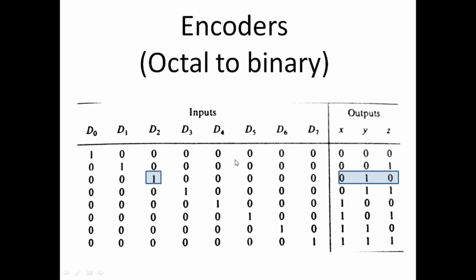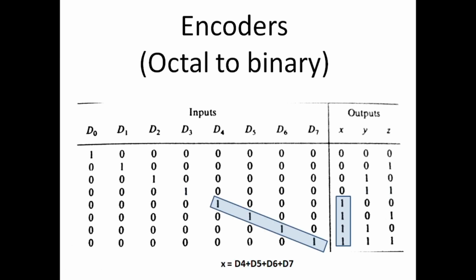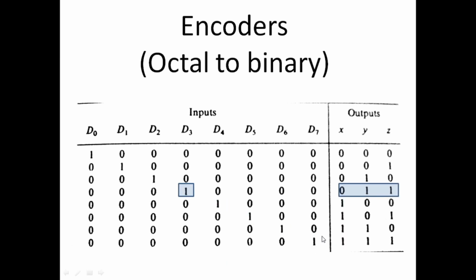And similarly for the digit 2, only the input variable d2 should be 1 and all others should be 0, and the binary code of the octal digit 2 is 010. Similarly for digit 3, it's 011, and we can continue this way for all other digits. One important thing to note about the inputs is that each time only one input digit is 1 and all others are 0 at that time, and the equivalent binary codes are given in this column.